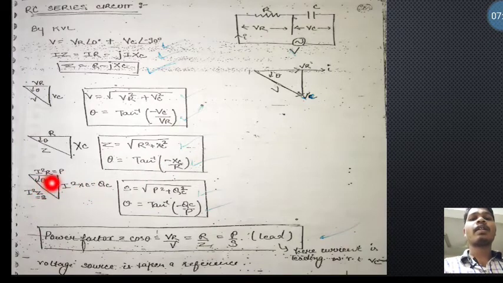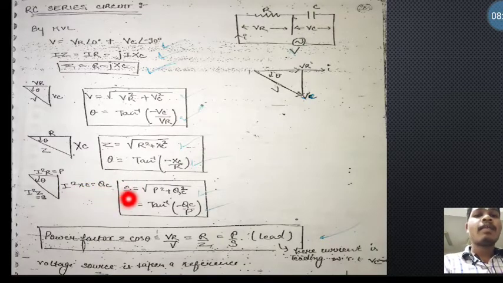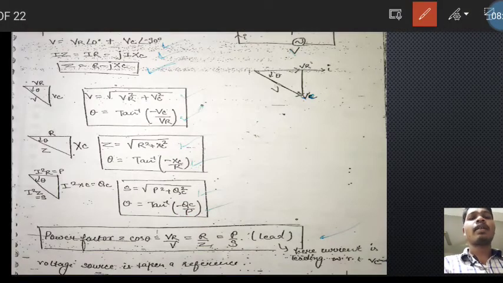If we take the power triangle, active power is the base and reactive power is the perpendicular, and the resultant is apparent power. S is equal to I square into Z, P is equal to I square into R, and reactive power QC is equal to I square into XC. Apparent power is equal to root over of active power square plus reactive power square, and theta is the angle between the active power and the apparent power, that is tan inverse of reactive power divided by active power. So the power factor is VR divided by V from the voltage triangle, R divided by Z from the impedance triangle, and P divided by S from the power triangle.